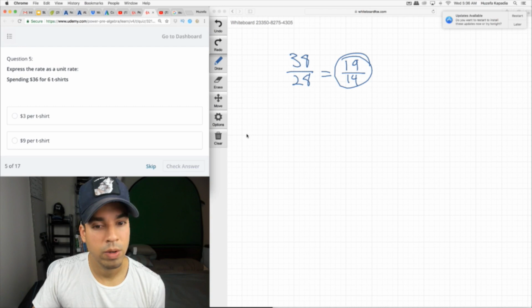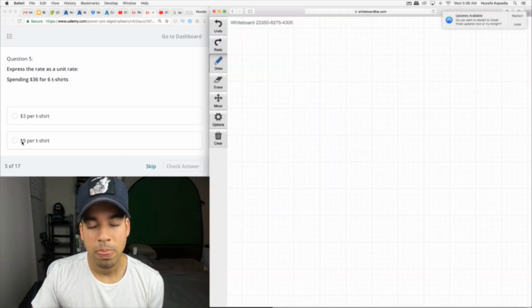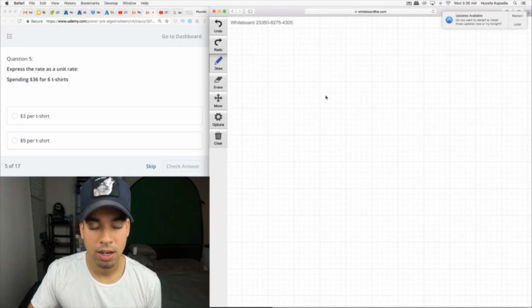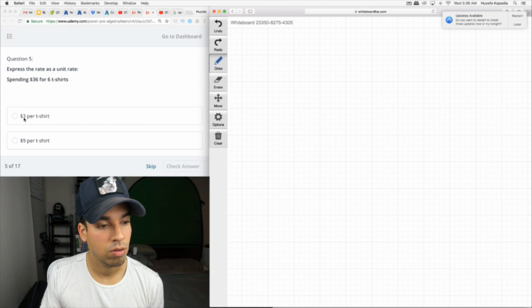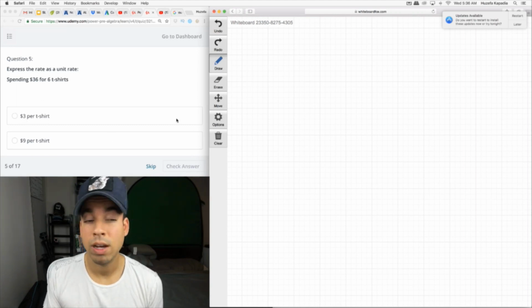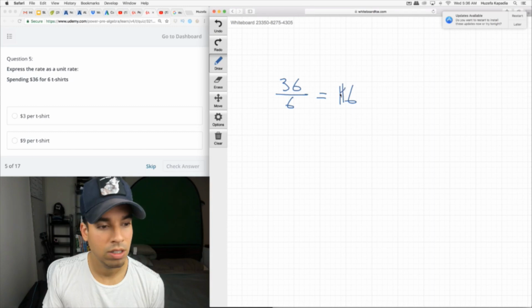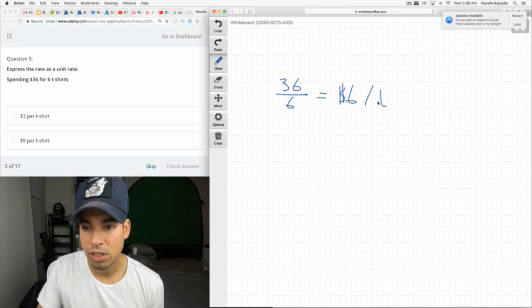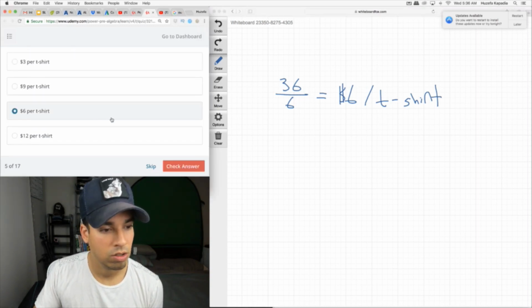Next, express as a unit rate spending $36 for 6 t-shirts. And there's always a question on what's the order? What do we divide by what? Well, look at the answers. It's all dollars per t-shirt. Whatever comes after the per, that's what we're dividing by. So we're doing 36 divided by 6, which is just 6. So the answer is $6 per t-shirt, and that makes sense. If each one is $6 and we're buying 6 of them, it should be 36. So $6 per t-shirt.